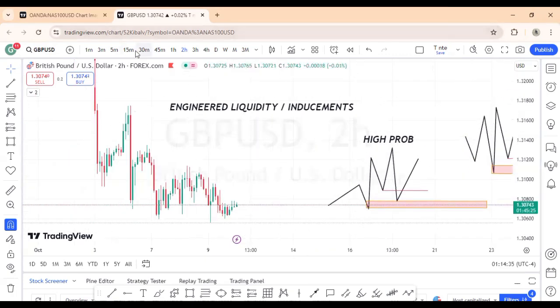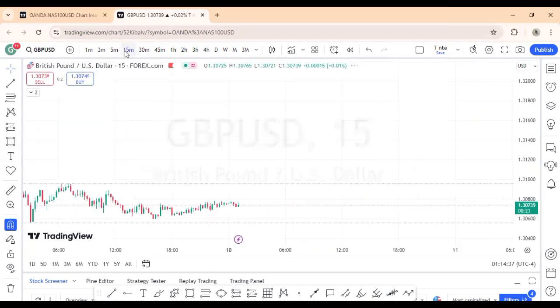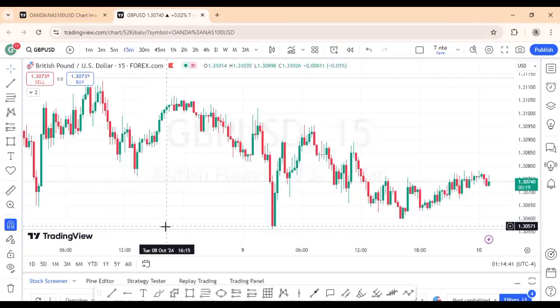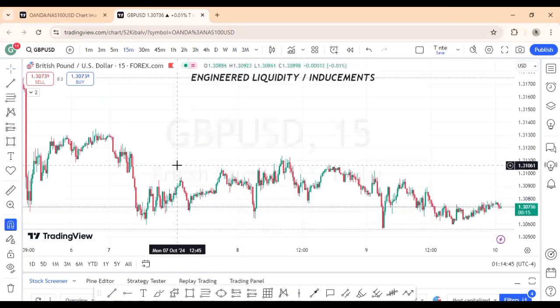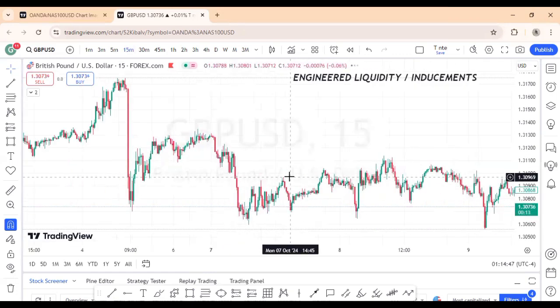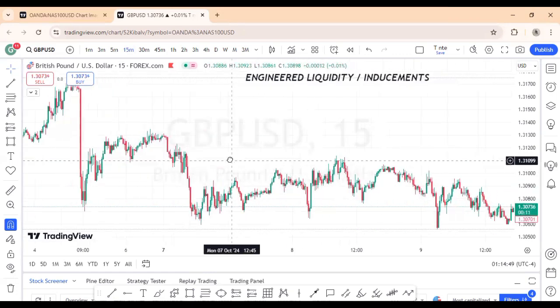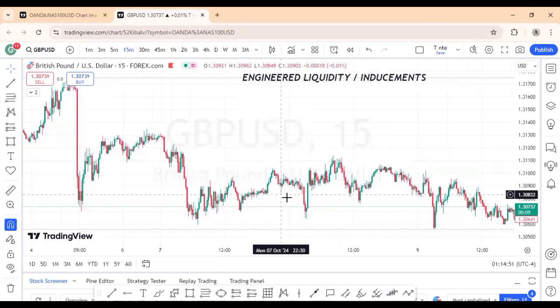All right. So you have to be very, very mindful of all these things, right? Very, very mindful of them. These things can make a difference in your trading, right? So that's what they refer to as engineered liquidity. Now look at a very good example here.